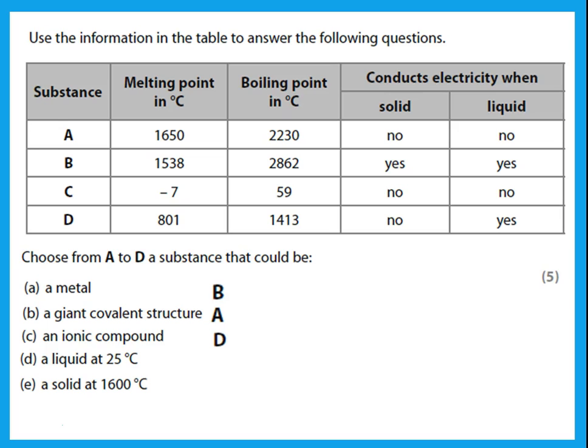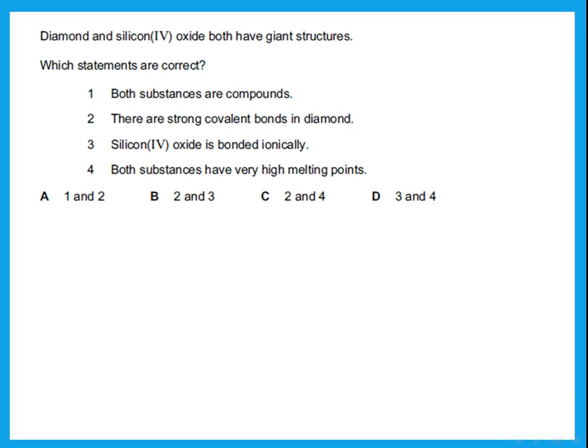Which of these is a liquid at 25? Liquid at 25 means the melting point is lower than 25, the boiling point is higher than 25. So the liquid at 25 would be C. Which one is a solid at 1600? At 1600 it's a solid. That means its melting point must be above 1600. So it is A.